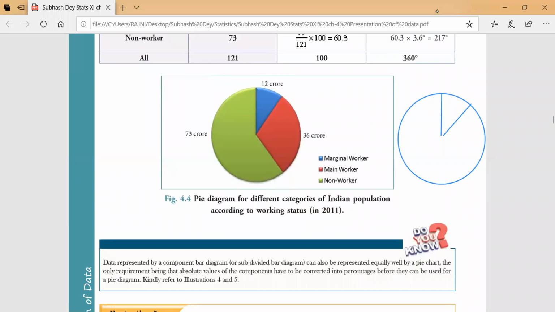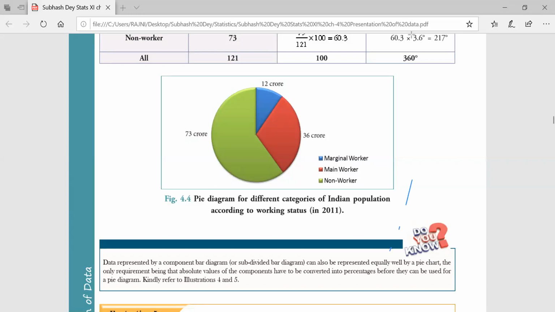After that, by taking the base of this one line, you just have to draw another angle by measuring it. After that, the rest one portion. This is the simple process to draw a pie chart: you can use the compass as well as the protractor in order to construct a pie diagram. So this is the simple way to represent the data in the form of a pie diagram.